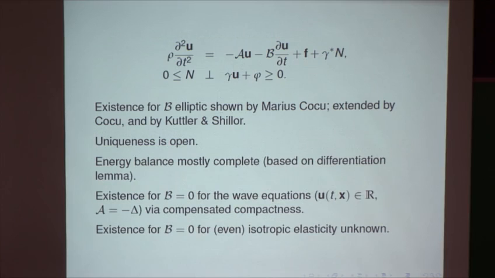And existence has been shown for B elliptic, so that's a real Kelvin-Voigt viscoelasticity. That's shown by Marius Cocu at Marseille, extended by Cocu himself and Ken Cutler and Meir Schiller. Ken Cutler is at Utah, Meir Schiller is at Oakland in the Detroit suburbs. Uniqueness is an open question, although I think I have a negative answer for that.